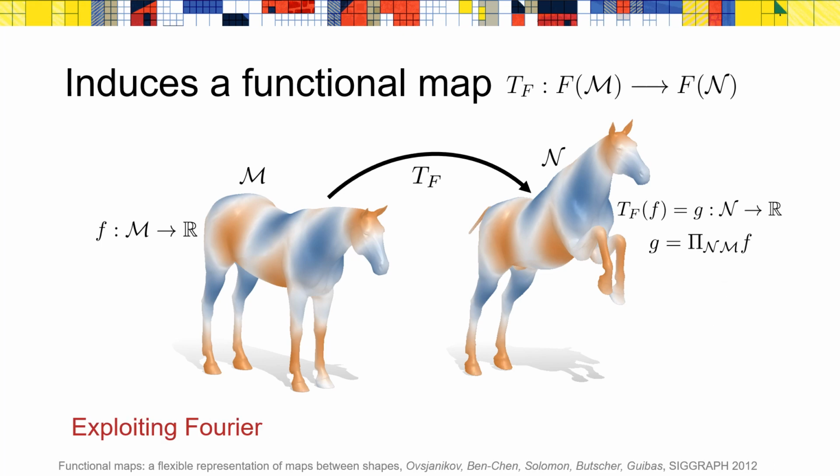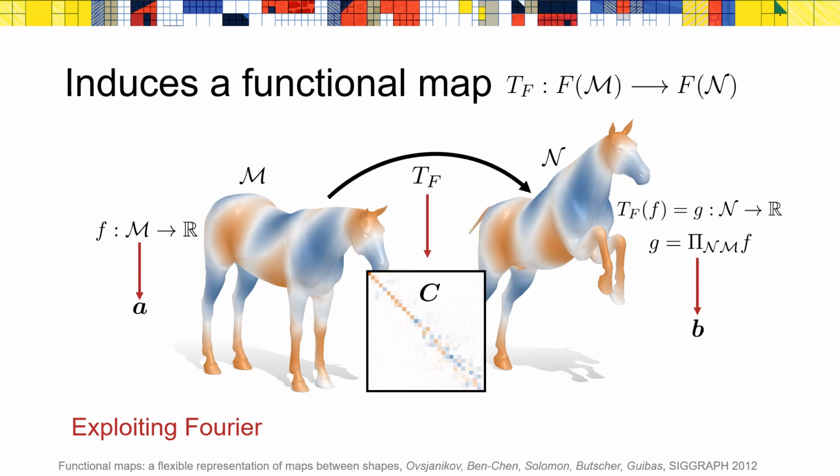So we saw the Fourier representation for a function defined on 3D shapes, and in this case we can exploit the Fourier representation in the context of functional maps by projecting the function f to its coefficients in the Fourier basis, a, and we can do the same for the image of the function f through the functional map Tf. So g is mapped to its coefficient in the Fourier basis of N, that is b.